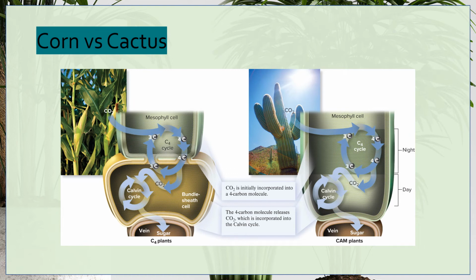Here's the difference between those two systems. We have the corn on the left and the cactus on the right. The corn is using the C4 plant method, and the cactus is using the CAM plant method.